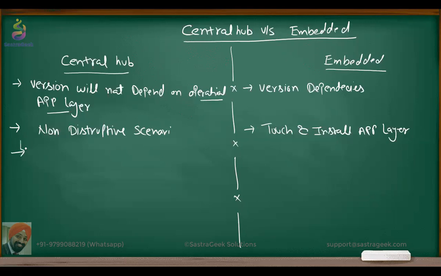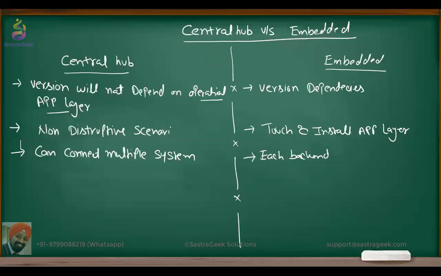Your central hub scenario can actually connect multiple systems. So your single gateway system can connect with your multiple backend systems. Multiple backend systems would be connected with the single gateway hub system. So that is possible in central hub. In the embedded one, each backend will have its own gateway system.